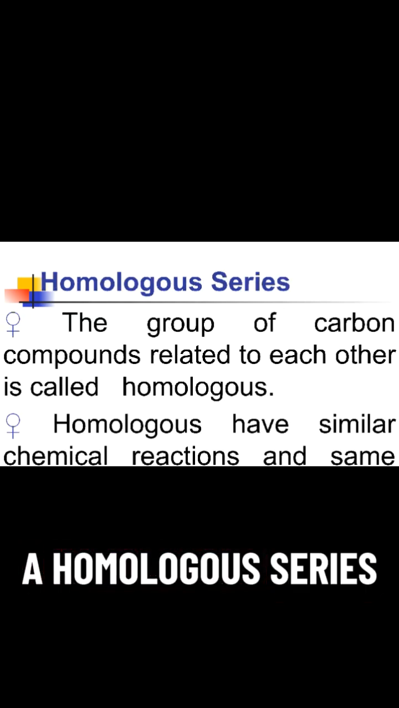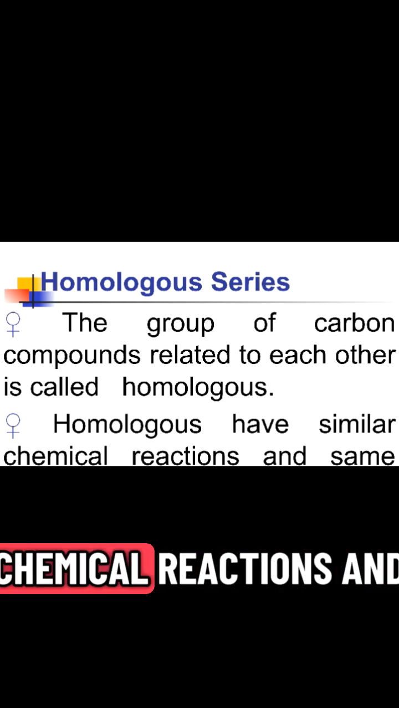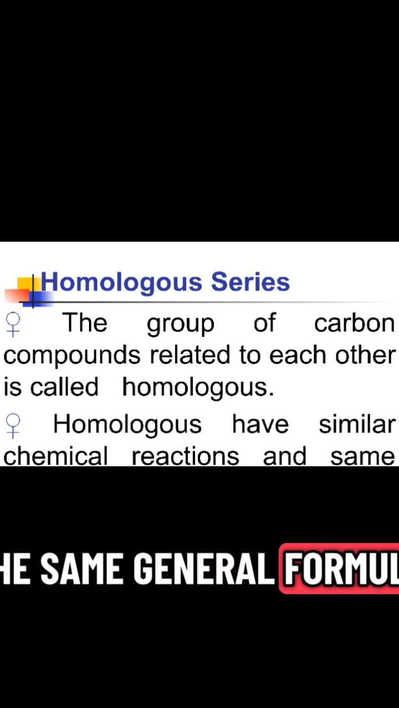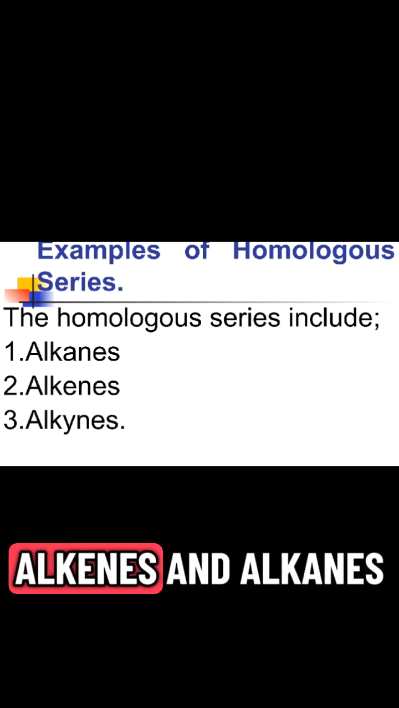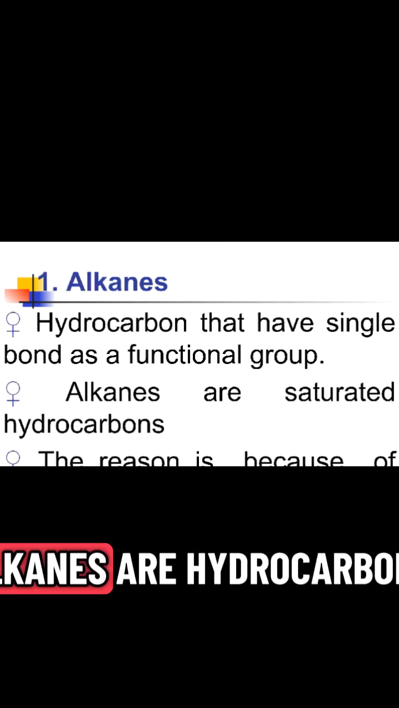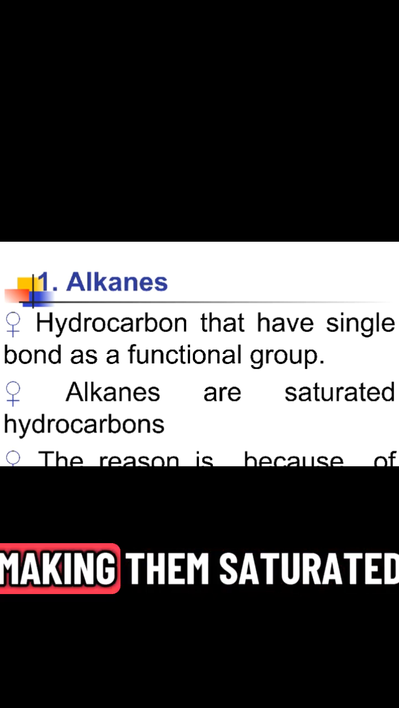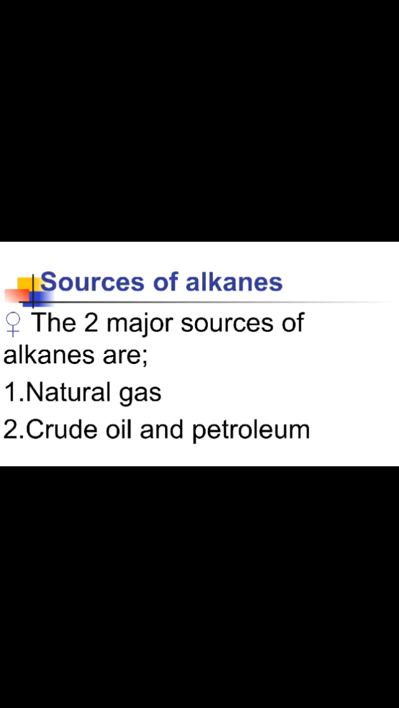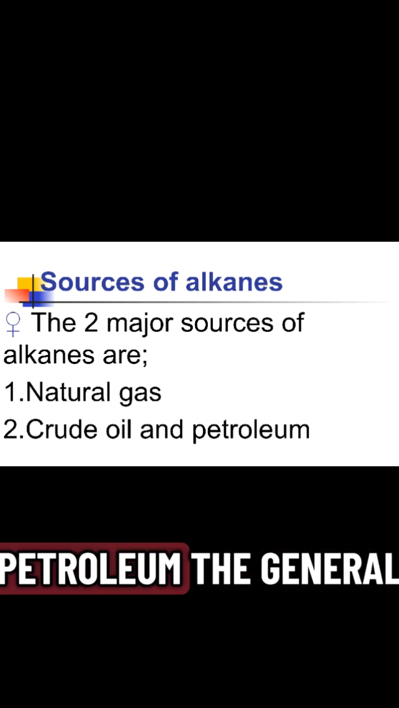A homologous series is a group of carbon compounds related to each other. They share similar chemical reactions and the same general formula. Examples of homologous series include alkanes, alkenes, and alkynes. Alkanes are hydrocarbons that have a single bond as their functional group, making them saturated hydrocarbons. The two major sources of alkanes are natural gas, crude oil, and petroleum.